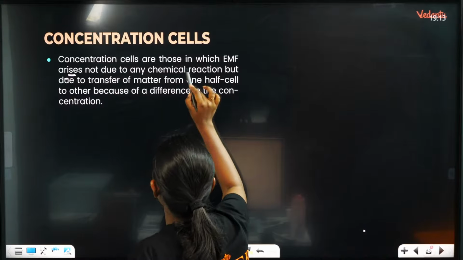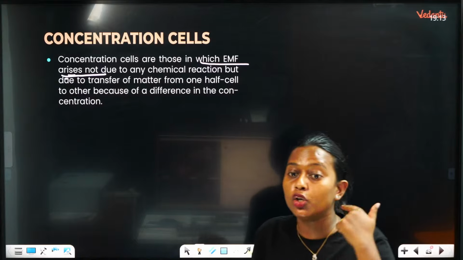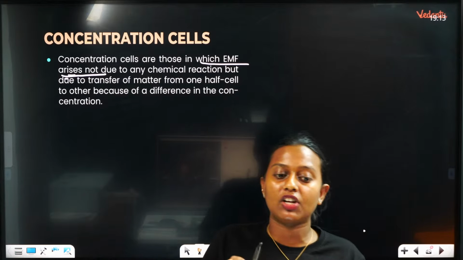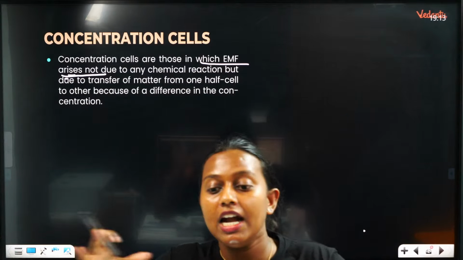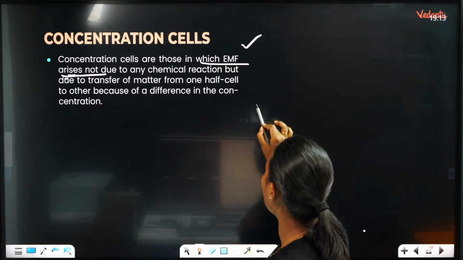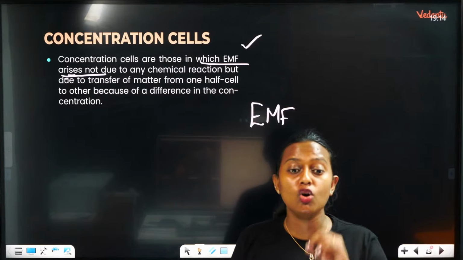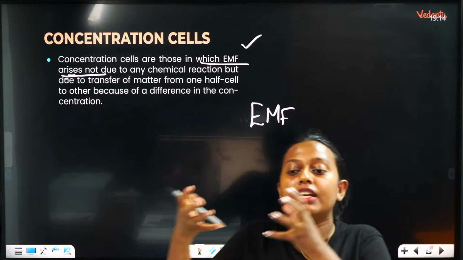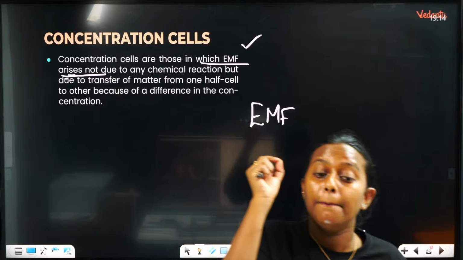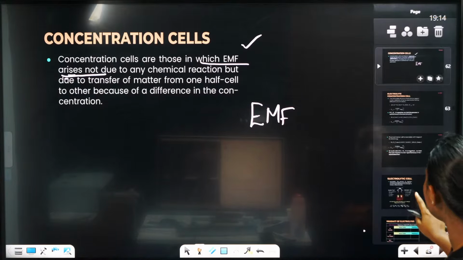I will repeat again. Concentration cells are those in which EMF arises through transfer of matter. Matter is transferred from one half cell to another half cell, and that is how EMF is formed. That is actually a concentration cell.